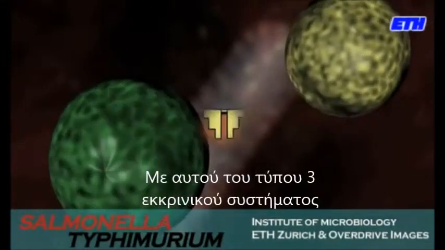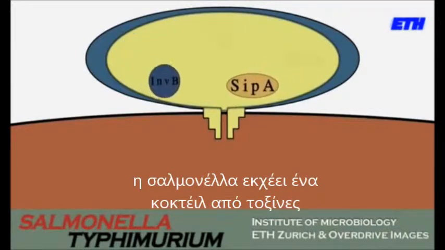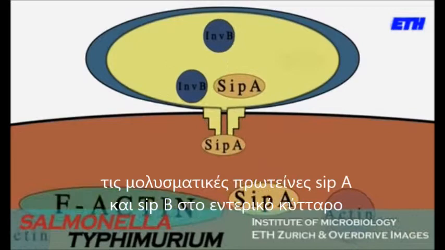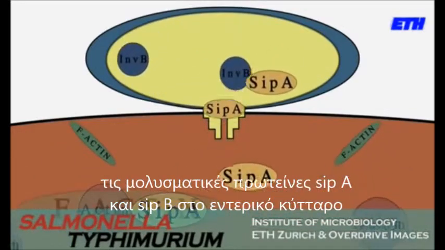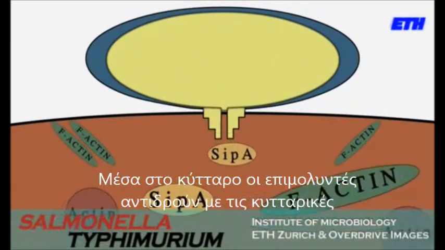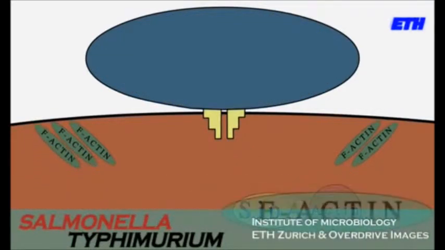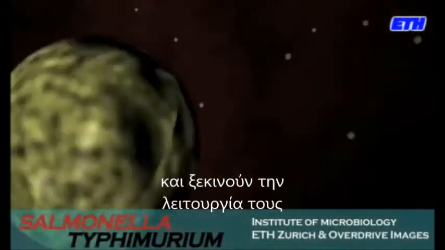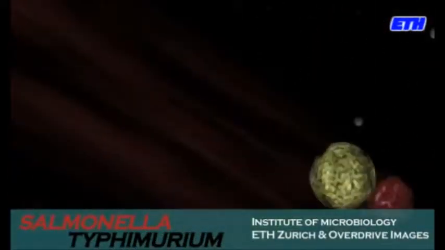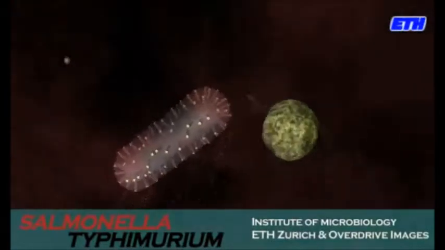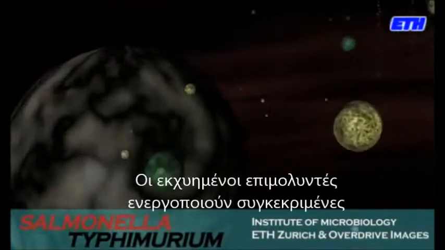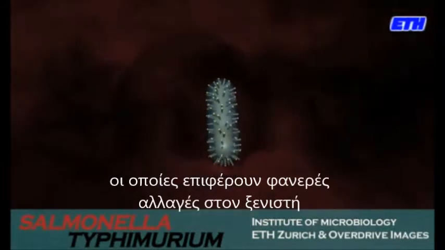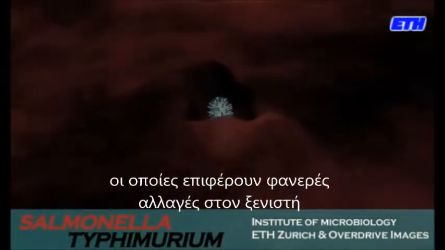Via this type 3 secretion system, Salmonella typhimurium injects a whole cocktail of toxins, the effector proteins, CYP-A, SOP-E and SOP-E2, into the intestinal cell. Inside the host cell, the effectors interact with cellular proteins and lipids and manipulate their function. The injected Salmonella effectors activate specific host proteins, which induce pronounced changes of the host cytoskeleton.